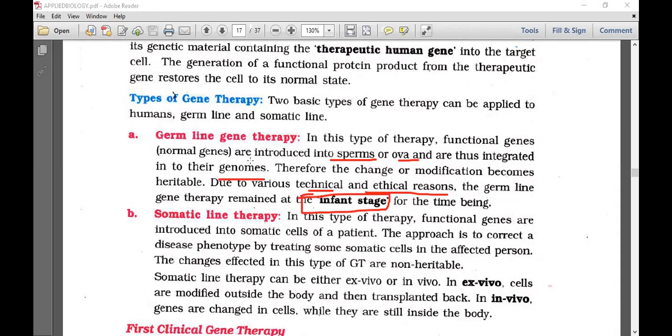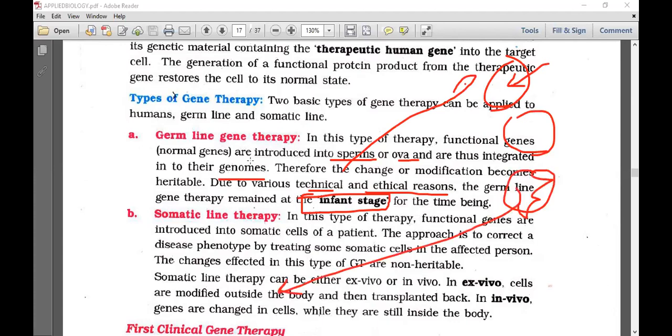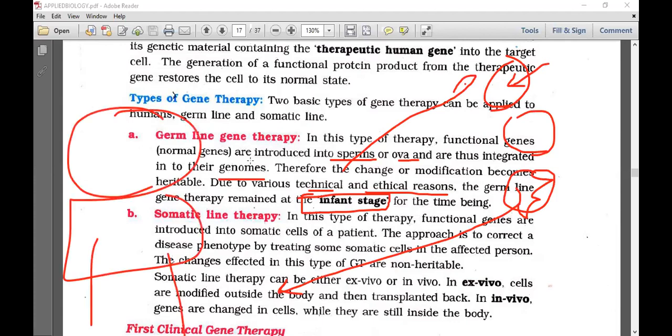What is the technical reason? Simple. If we introduce this particular gene into either sperm or ovum or zygote or into the blastocyst, what happens? When this individual divides and forms the whole organism after 9 months, in every cell of the body this inserted gene will be seen, isn't it? Whatever gene we inserted will definitely be found in every cell after the division. That is the specialty of this therapy. So when the division goes on, that may create some side effects. So that's why germline gene therapy is still underdeveloped, we can say.